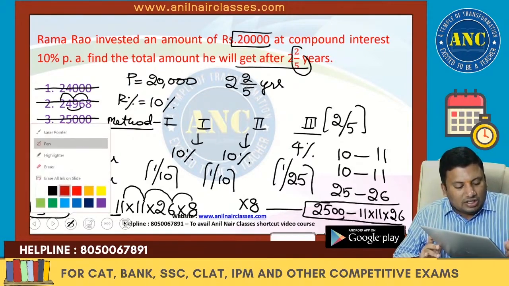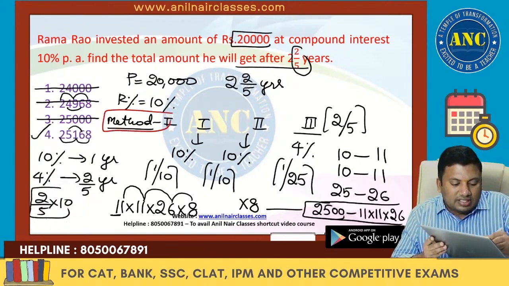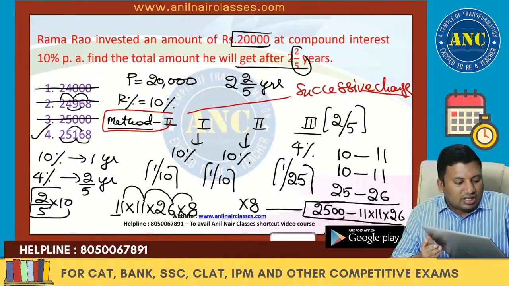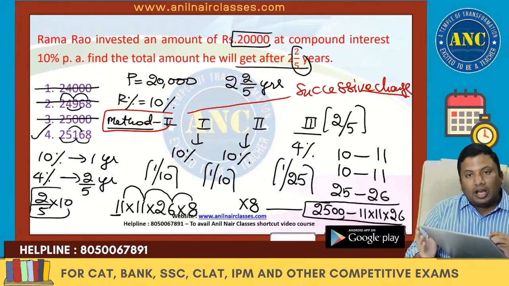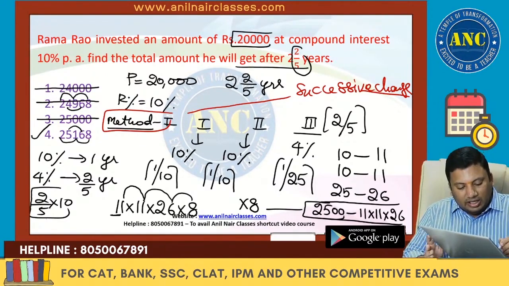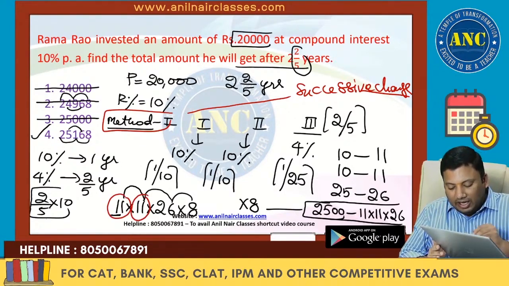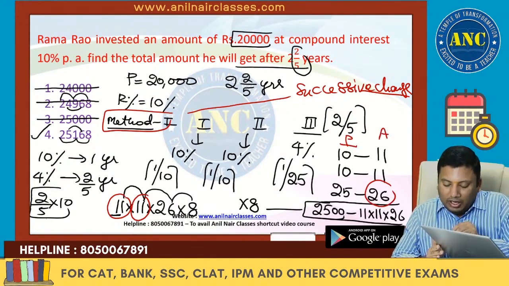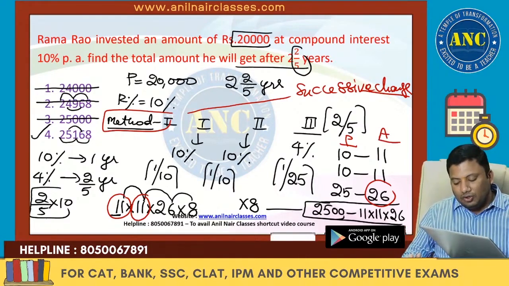What is the concept I used here? I used the successive change concept here. 10, 1 increase, it is 11. 10, 1 increase, it is 11. 25, 1 increase, it is 26. These are nothing but the initial value, the principal. These are nothing but the final value, the amount.